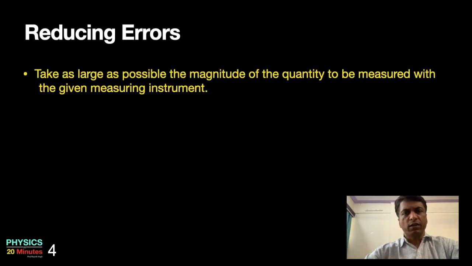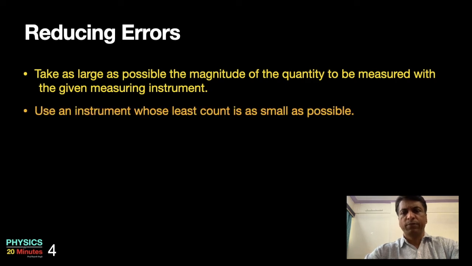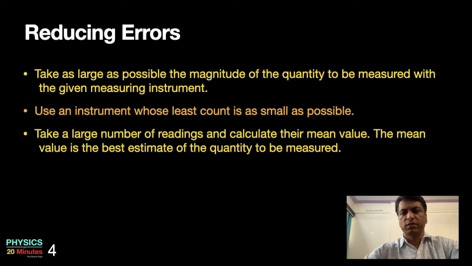So what are the general ways to reduce errors? Take as large as possible the magnitude of the quantity to be measured with the given measuring instrument. So for example, if your weighing scale can measure up to 100 kg, and if you measure 500 gram on such a scale, you are going to get wrong readings or no readings at all. Use an instrument whose least count is as small as possible. So for example, a vernier caliper will always give you a more accurate reading than a meter scale.